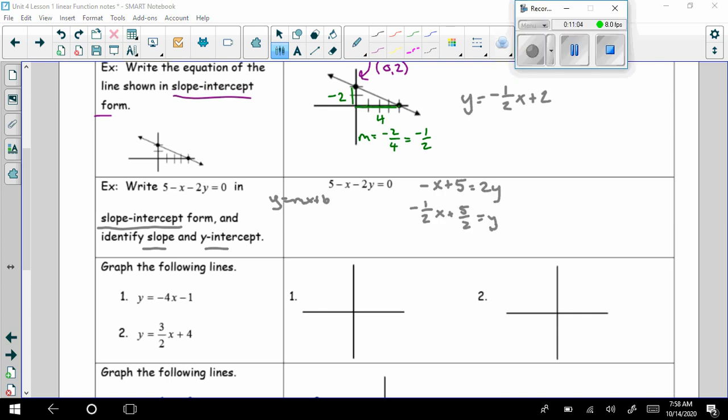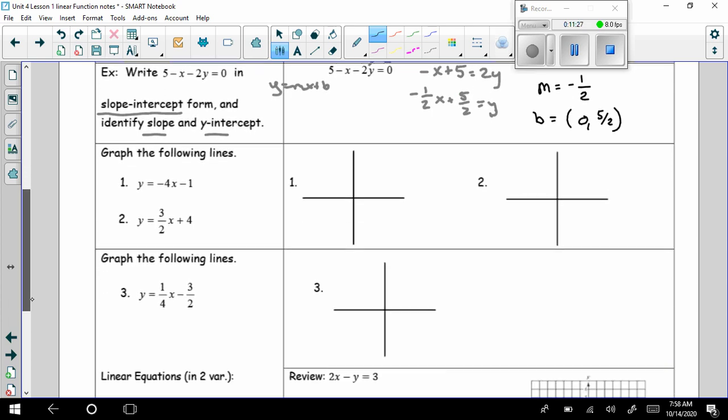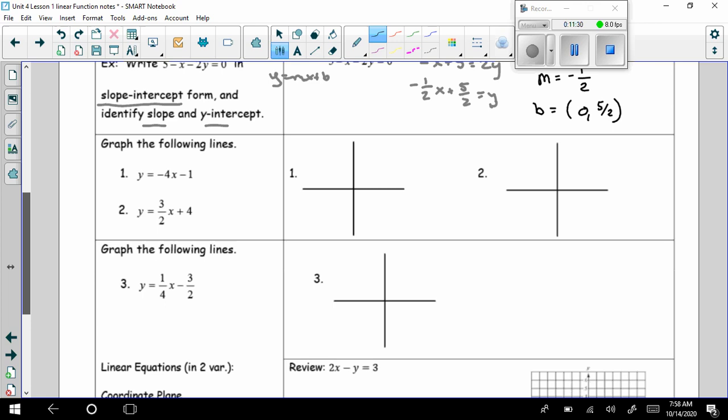Okay, again, for this one, it was easier to move the 2y to the other side and leave everything else. I just flipped the x and the 5 around so that it would be in the right order. My m here is negative 1/2. My b, or my y-intercept, is at (0, 5/2), or 2 and 1/2 if you want to convert that to a mixed number. I pretty much leave things improper.